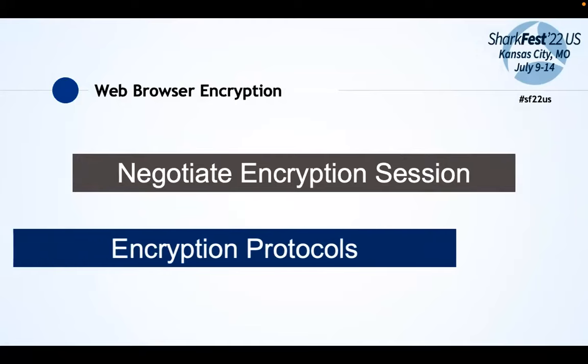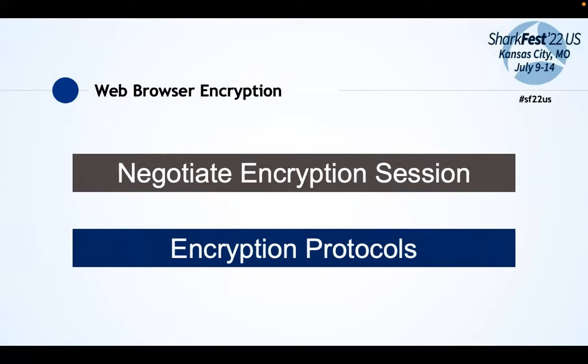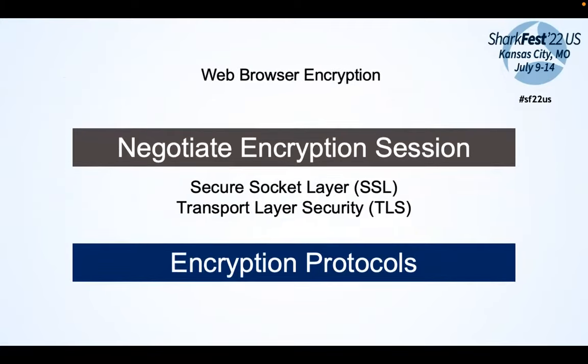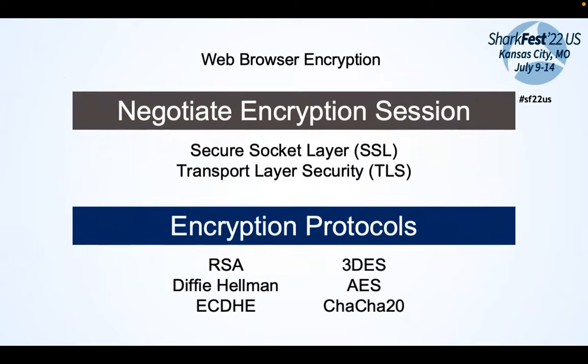The second component is the encryption protocols themselves. To negotiate the encrypted session, we can use SSL or TLS. To encrypt our data, we need two of these six protocols. So we can use RSA, Diffie-Hellman, elliptic curve Diffie-Hellman, Triple DES, AES, and ChaCha20. We're going to talk about all of this as we move through the presentation.